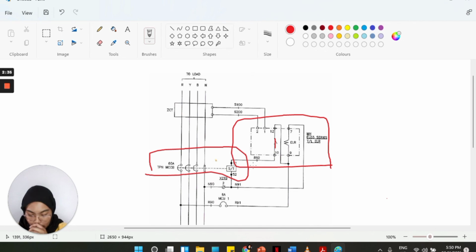Then, when the ELR trips and makes contact, the MCCB here will trip after the above signal passes to the shunt coil. So when leakage happens, the ELR will trip, and then the MCCB will automatically trip. That means that the MCCB here will not make any contact.